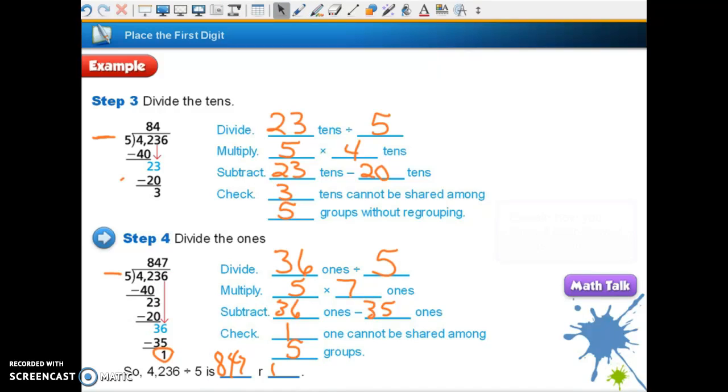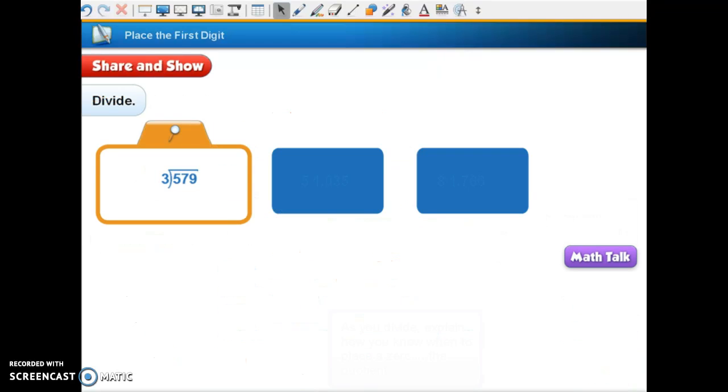Okay, so if you're watching this at home, you might need to pause your video because you have to write everything in blue that it gave me. So go ahead and pause it if you need to. Okay, here we are on page 63 with the share and show.